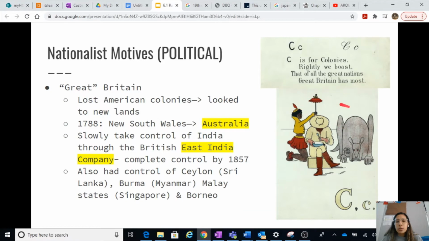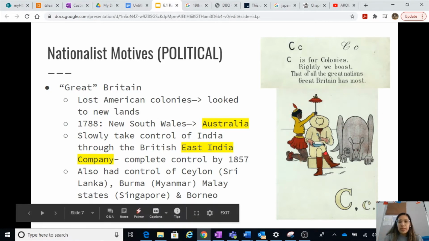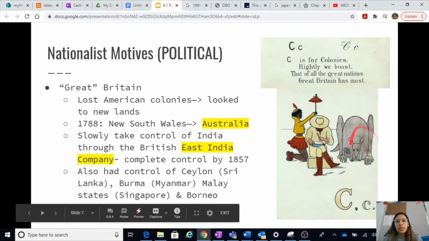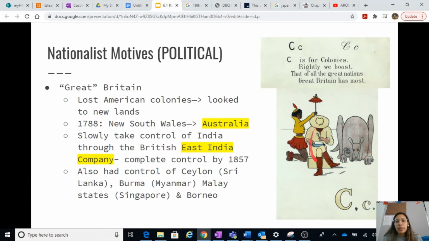represented in this children's book about the ABCs of Britain. C is for colonies. Rightly we boast that of all the great nations, Great Britain has most, and this is Australia. You can see the kangaroo here, and this is the British man, and then this is the colonized peoples, kind of serving the white man's burden.